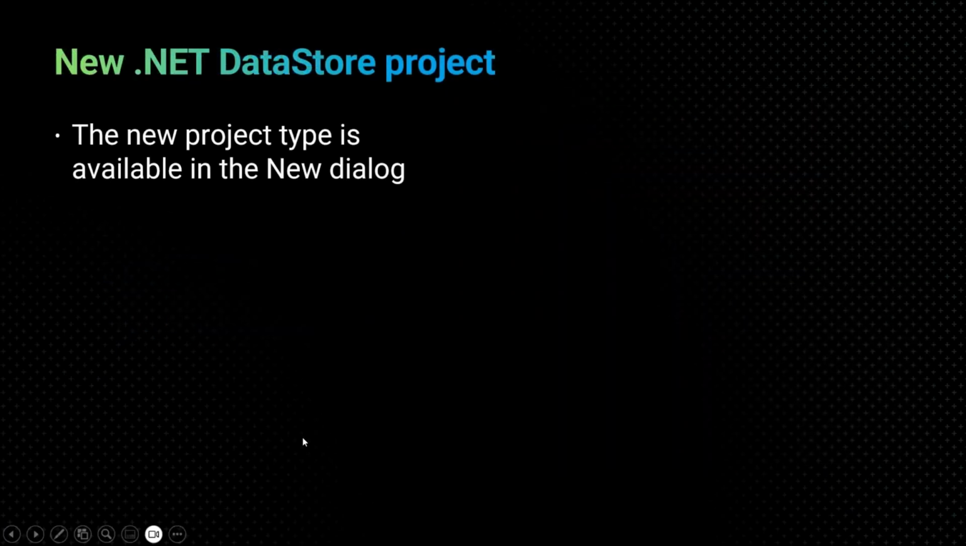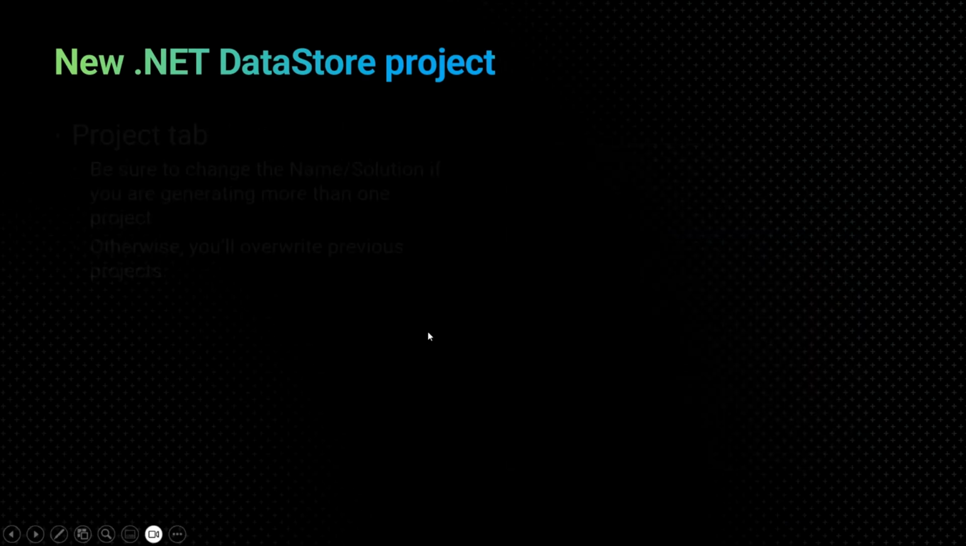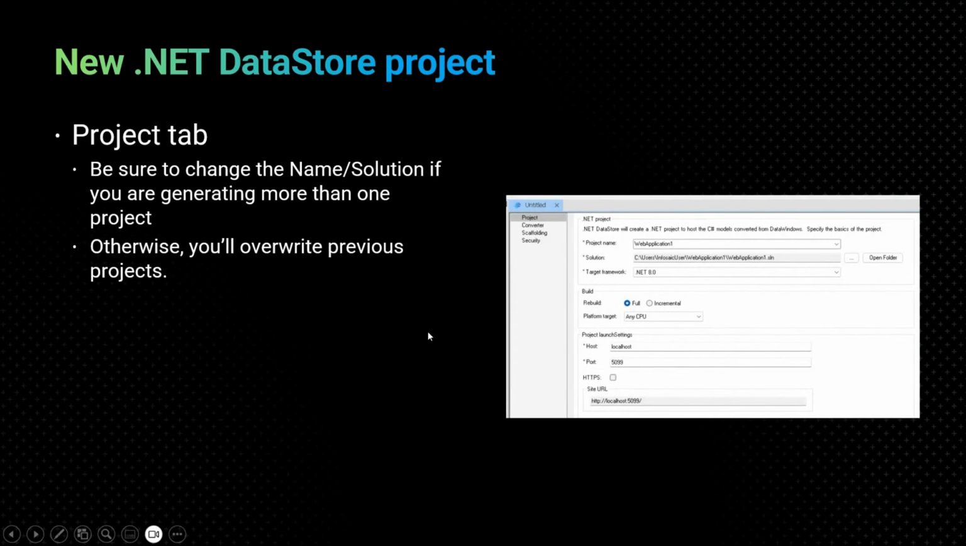Okay, so like I said, this is where we're going to spend the majority of our time. We're going to talk about this new project. So you go into your File New, Projects tab, and you've got the Application Wizard and the application for your standard client-server stuff. You've got PowerClient, PowerServer, and now you've got this new .NET DataStore. You click on that, it takes you to this dialog.